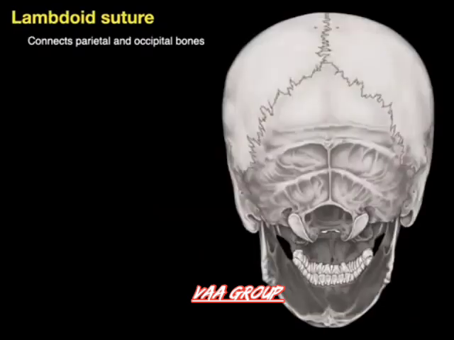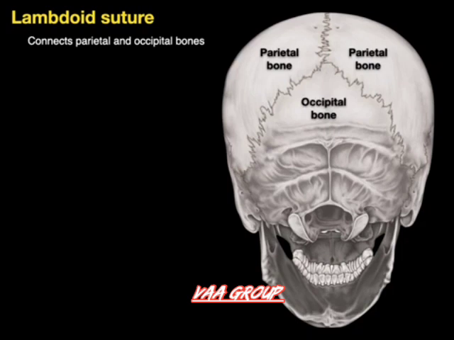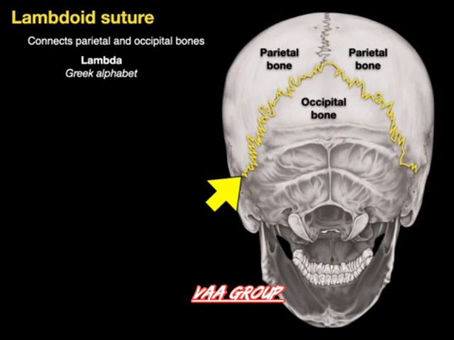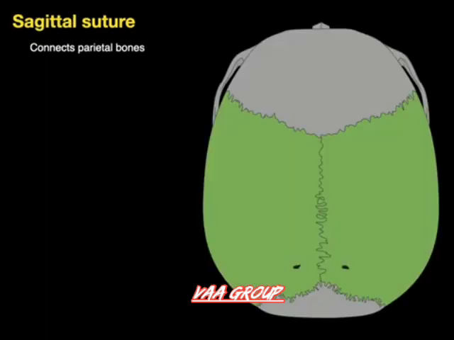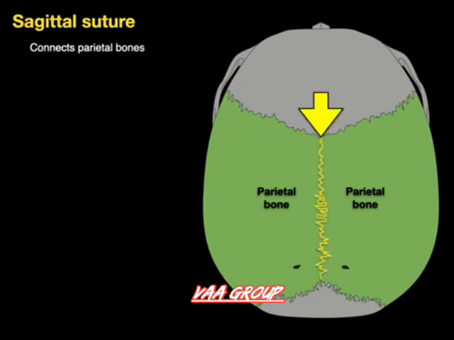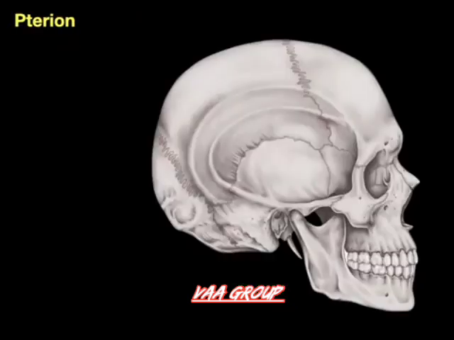The lambdoid suture connects parietal and occipital bones. So there are the parietal bones, and there's the occipital bone, and that is the lambdoid suture. It gets its name because lambda is a Greek alphabet symbol that looks like that. And that's what the suture looks like. Now, the sagittal suture connects our parietal bones. So here's a superior view of the skull. There are two parietal bones, and that is the sagittal suture, which runs right in the sagittal plane.